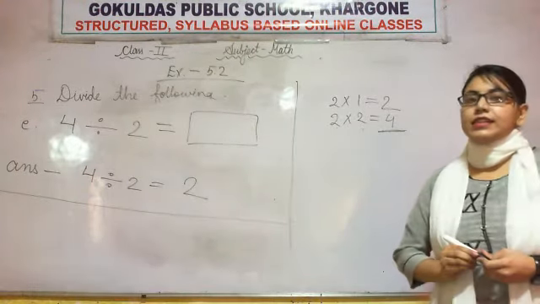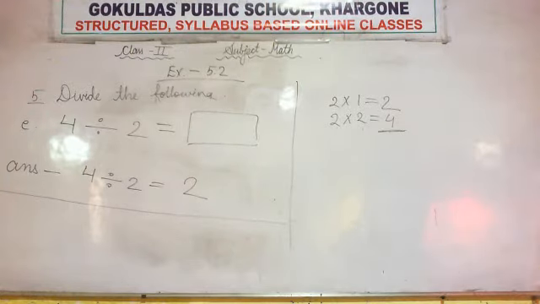If we know the tables, then it will be very convenient to divide, because we know now the relation between division and multiplication. We know the multiplication divide cycle. So with the help of that cycle, we can divide very easily. So 4 divided by 2 is 2. Note down properly.